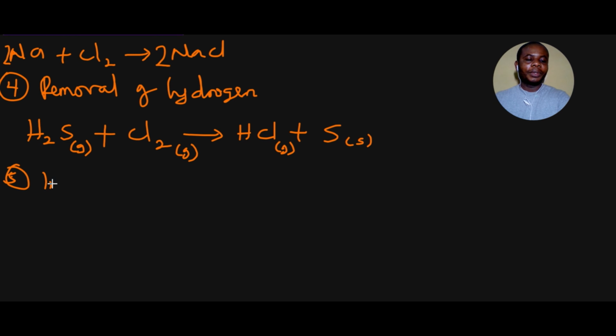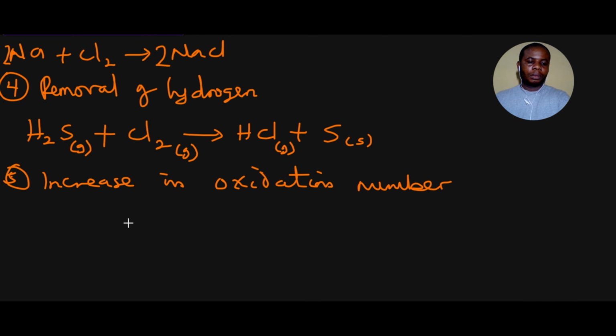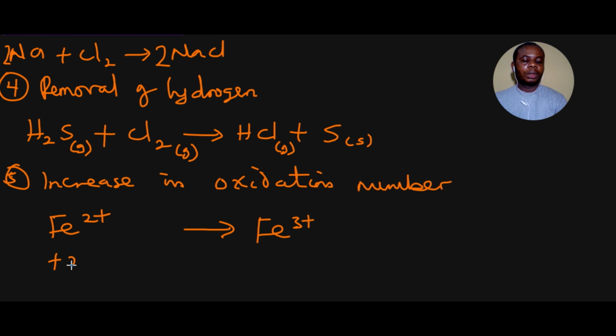Oxidation is the increase in oxidation number. Example, you have iron 2 moving on to iron 3. So you get to know that the oxidation number of this one is +2. Oxidation number of this is what? +3. So an increase in oxidation number is still oxidation. What then is reduction?